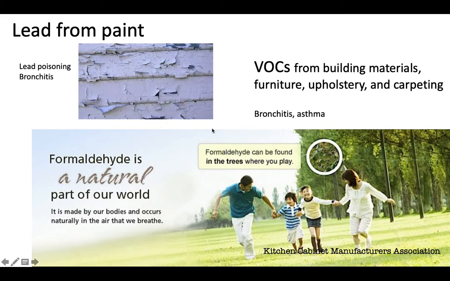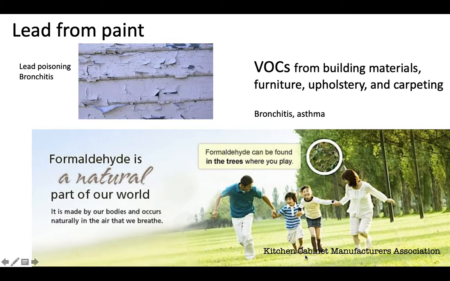Now, some indoor air pollutants that don't come from combustion that I'm going to talk about, there's 3. There's lead, there's VOCs, and there is asbestos. Lead can come from paint, and it can lead to lead poisoning and bronchitis. Meanwhile, volatile organic compounds can come from turpentine, varnishes, carpet, upholstery, not poultry, sorry. You name it, all sorts of synthetic chemicals, and it can lead to, again, asthma and bronchitis.